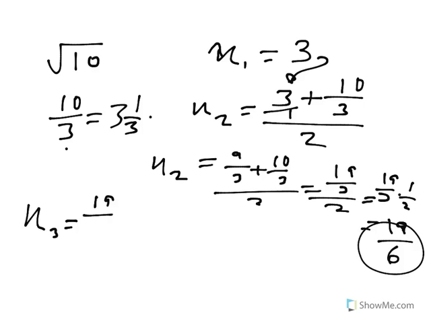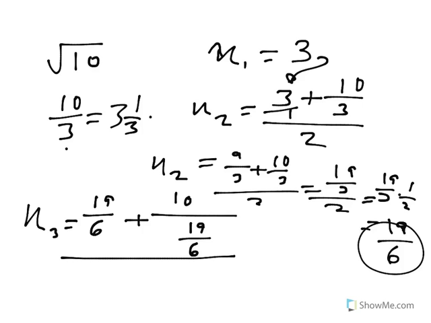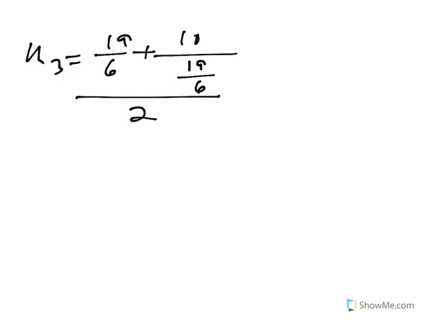If we take the most recent approximation, 19 over 6, and do 10 over 19 over 6, and take the average of those two, I'll get an even better approximation. It turns out that 19 over 6 is a little bit bigger than the square root of 10, and 10 over 19 over 6 is a little smaller than the square root of 10, so the average is going to be closer to it. I'm going to simplify this fraction first.